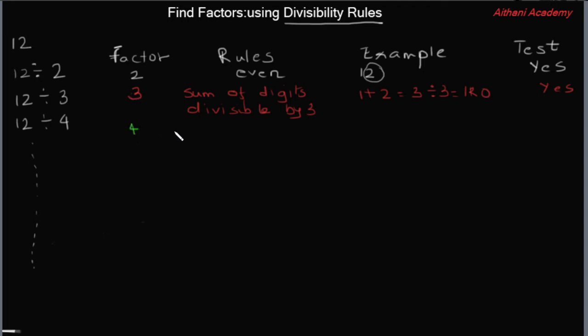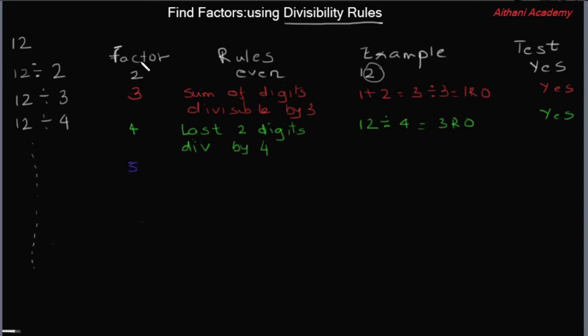Let's see the rule for 4. 4 is a factor of a number if the last two digits are divisible by 4. So what are my last two digits here? 12. Is 12 divisible by 4? Yes, remainder 0. So it passes the test and 4 is a factor of 12, or I can say 12 is divisible by 4.